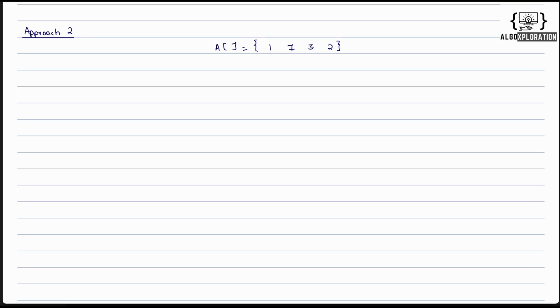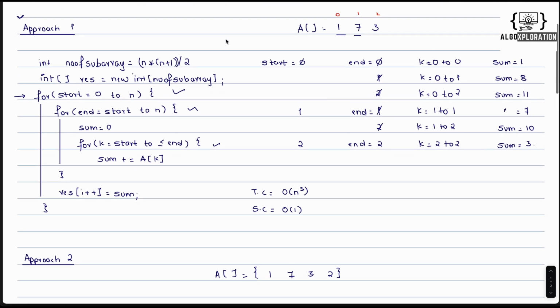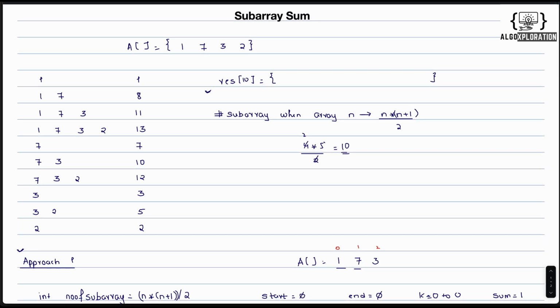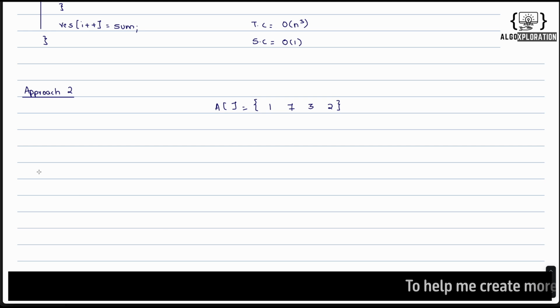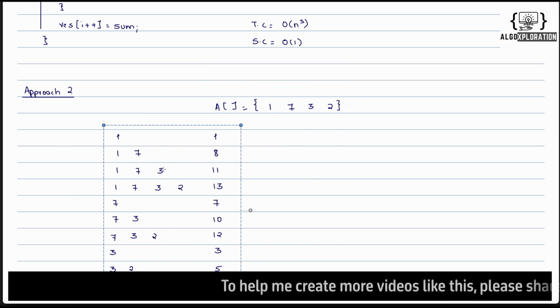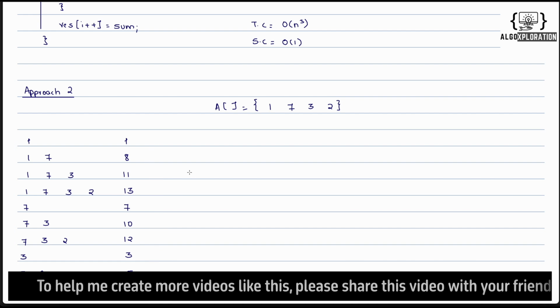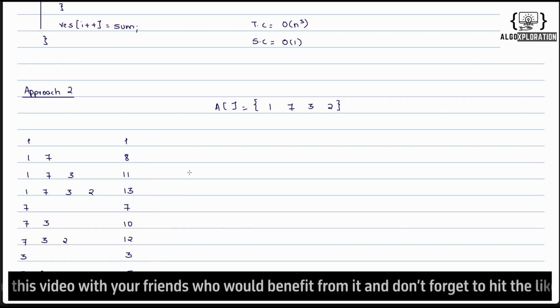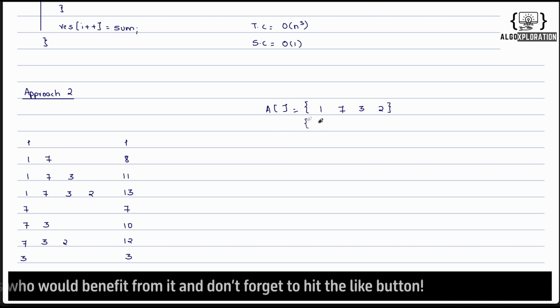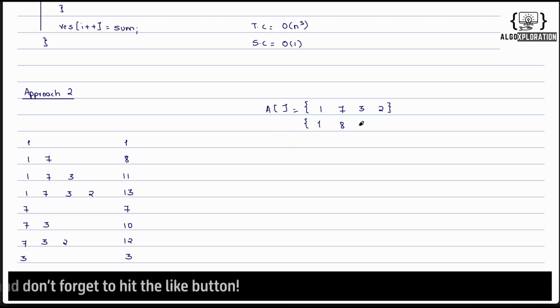Now if you try to optimize any approach or any solution, the only thing that will help is observation. So let's try to observe this. I will bring all the subarrays here. Now for this, let's try to see whether the prefix sum approach will help us or not. Let's try to create the prefix sum. It will be 1, 8, 11, and then 13.